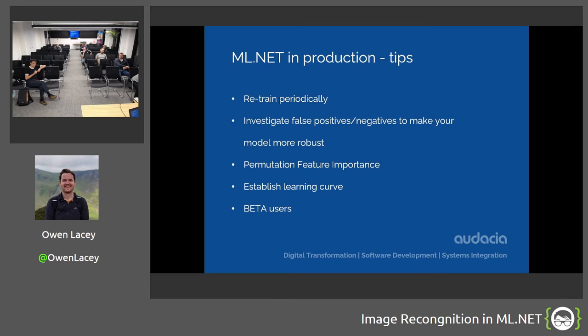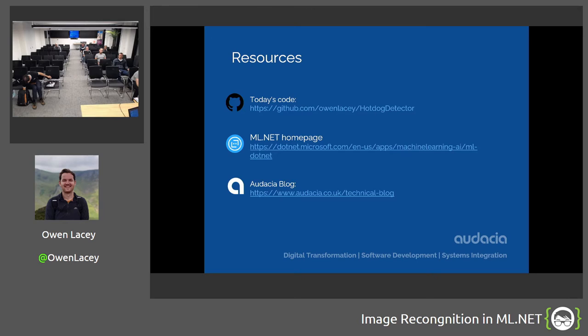So that's pretty much it. Today's code is on my personal GitHub, in case you wanted to pull that down and have a play. The ML.NET homepage, where you've got all those stats about the sentiment analysis learning model, is there. And then my company's blog, which is littered with my ramblings on ML.NET, Google articles, all that sort of stuff. You can find a post on ML.NET that goes a bit further into what the API is and what it delivers.